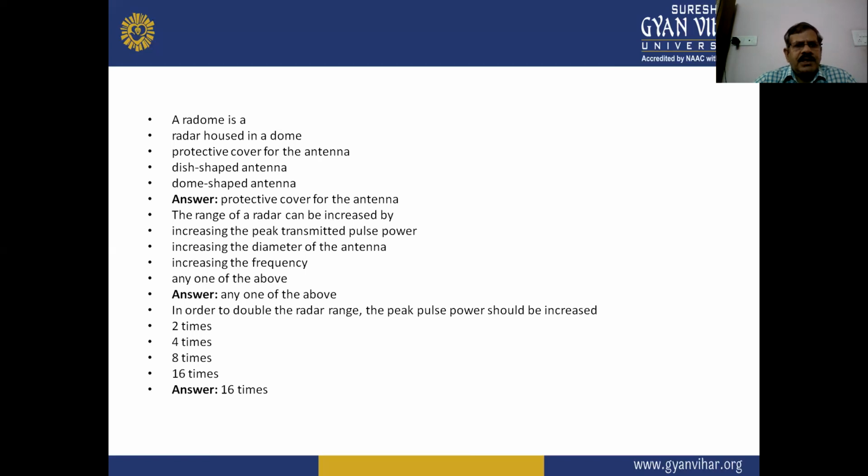A radome is, option A, radar housed in a dome. B, protective cover for the antenna. C, dish-shaped antenna. D, dome-shaped antenna. So a radome is a protective cover for the antenna. So the correct answer is option B. Radome is a protective cover of the antenna.